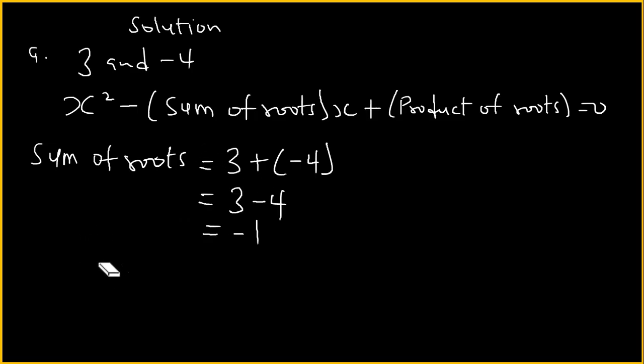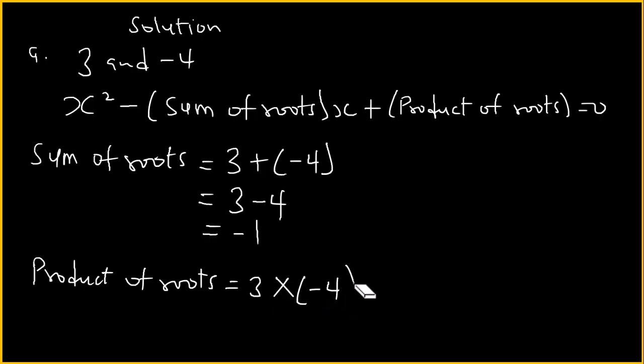Now let's move on to the product. So the product of roots is equal to the same root 3 multiplying -4. So that would be 3 multiplying -4, that would be -12. So with our sum we have -1 and our product we have -12.